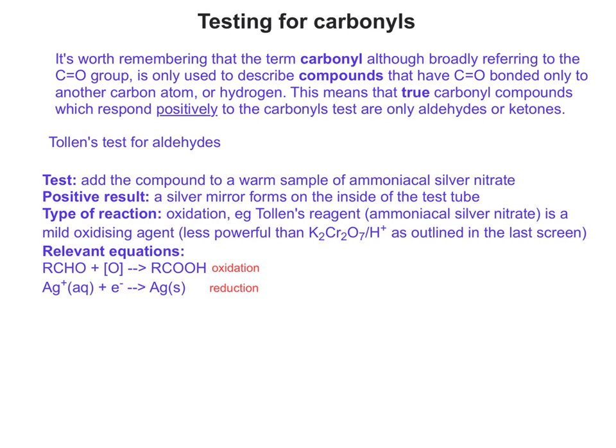So there's actually two tests we're going to look at for carbonyls. The first one is specifically for aldehydes, and the second one only works for aldehydes or ketones, but no other C double bond O containing groups or compounds. So the first one, with Tollen's test, what you've got to do is actually make the Tollen's reagent to start with.